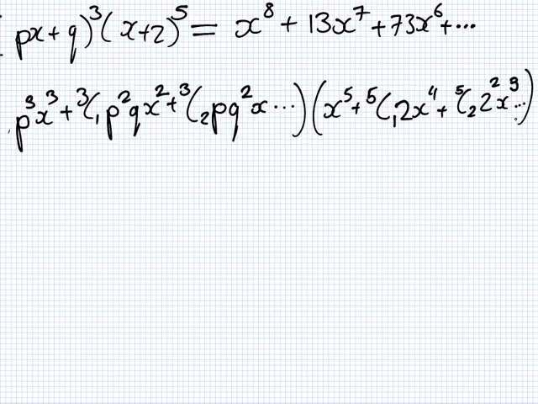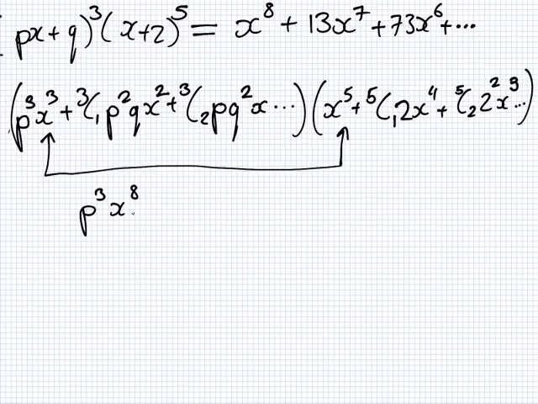Now, again, we can be smart about this. Only one multiplication will make the 8. This one times this one will make the 8. So what do we get? We get P cubed x8. P cubed equals 1. P cubed has to equal 1, which means P has to equal 1 then.